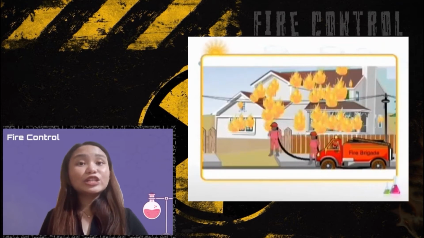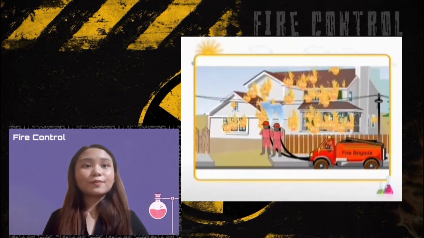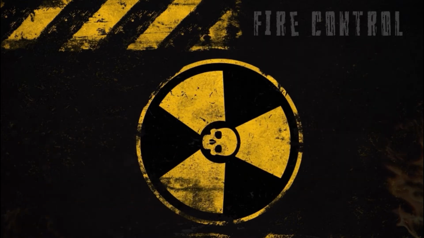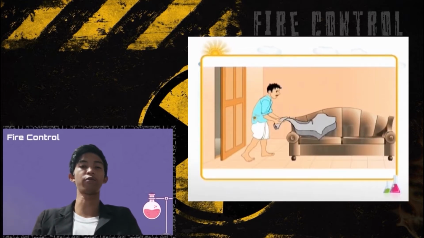Water lowers the ignition temperature of the burning material or fuel and thus stops the fire from spreading. Cutting off oxygen supply to the burning material is another effective way of controlling fire. One of the methods to cut off oxygen supply is to cover the burning material with a blanket.